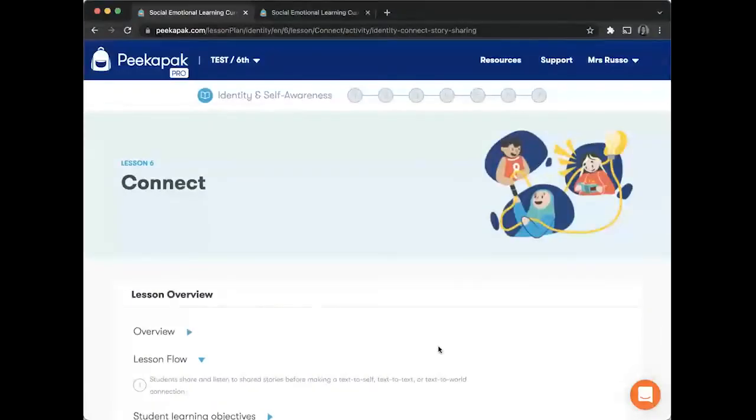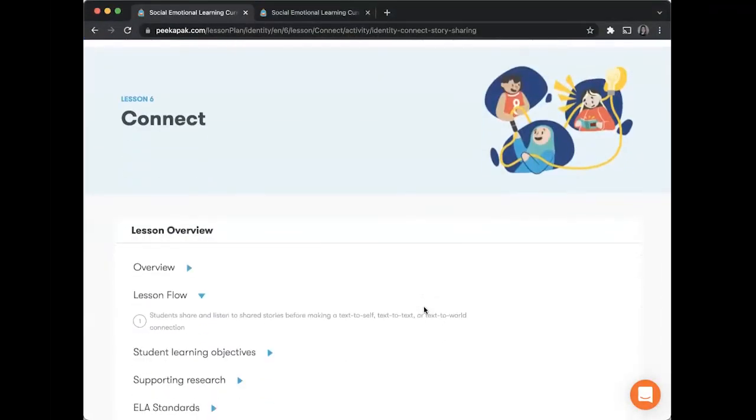So they've just written their own story, and now we're in lesson 6, which is connect. Teachers will have had the opportunity to read through some student stories, and all students have the opportunity when they submit their story in lesson 5 to share their story. They can select a button if they'd like to share it.